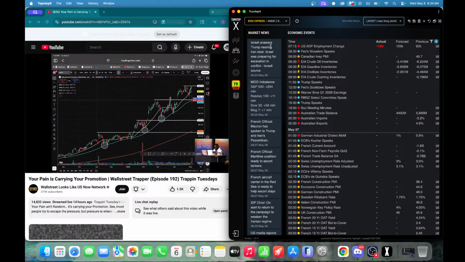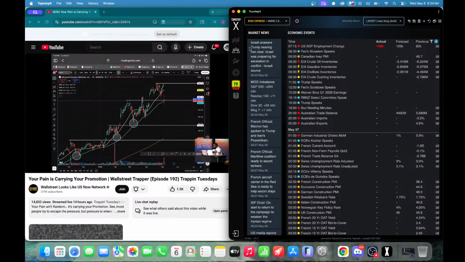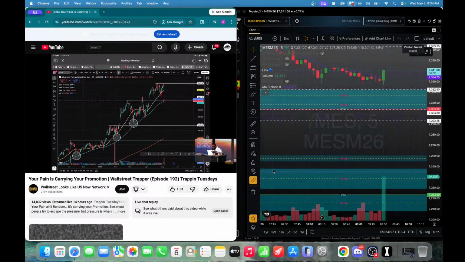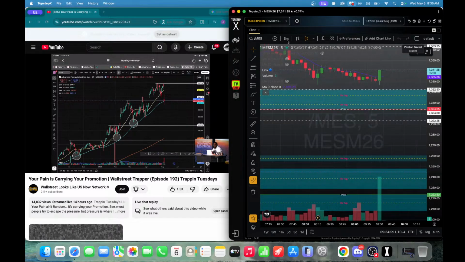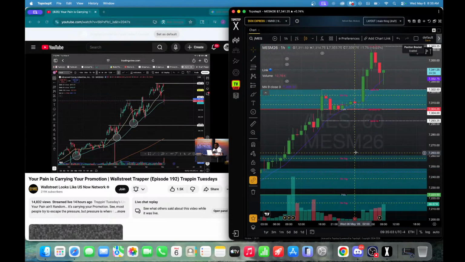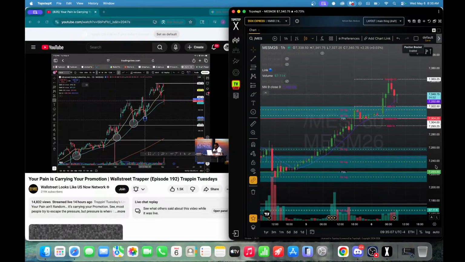Israel unaware of Trump nearing Iran deal. Israel was preparing for escalation in the conflict. Of course they were. And then how you gonna just say that? What if you just fronted our move, if we actually fronted the working move together? Everybody wants a bad guy. This guy's playing a Marvel movie.